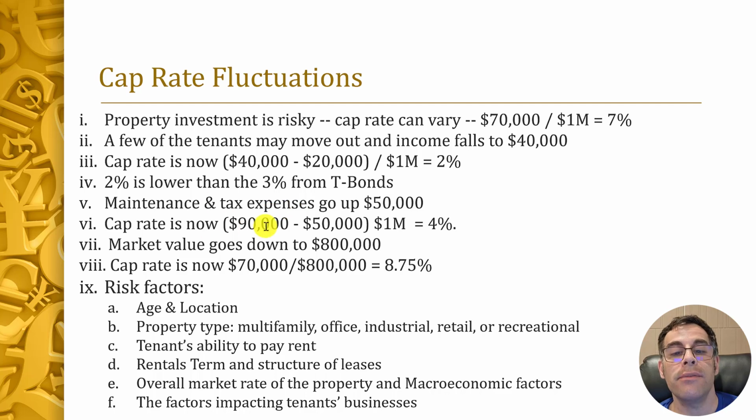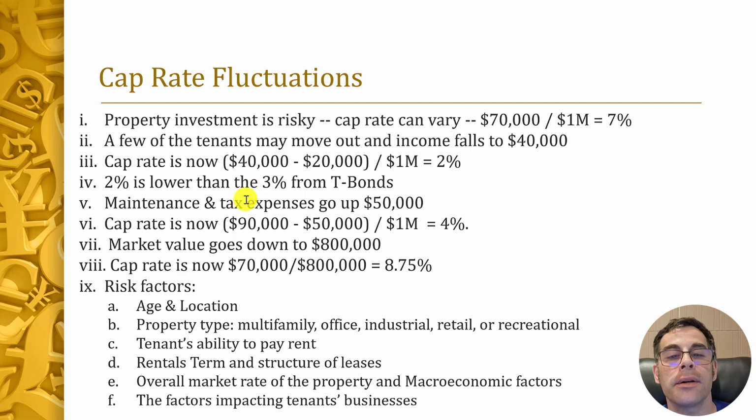Let me give you another example. Say you continue receiving $90,000 of rent from your tenants, but maintenance and taxes go up to $50,000, from $20,000 to $50,000. Now your cap rate is $90,000 minus $50,000, $40,000 over $1 million. Now it's only 4%, barely higher than the 3% T-bonds, and you're taking on a lot more risk. Another thing that could change the cap rate is the market value of the property. It goes from $1 million to $800,000. So now your cap rate goes down to 8.75%, $70,000 over $800,000.